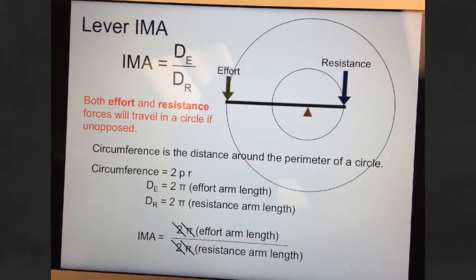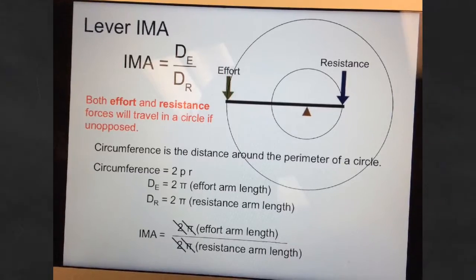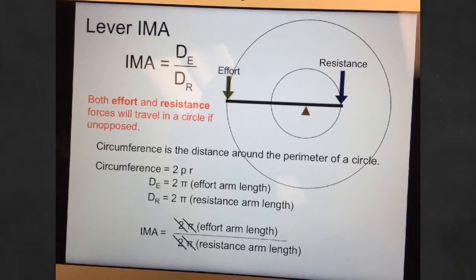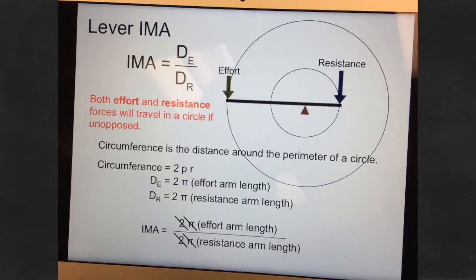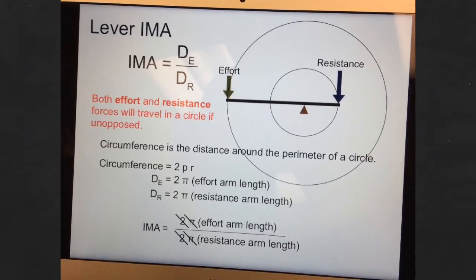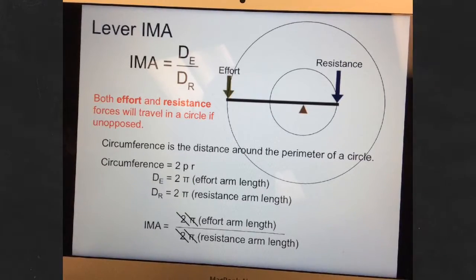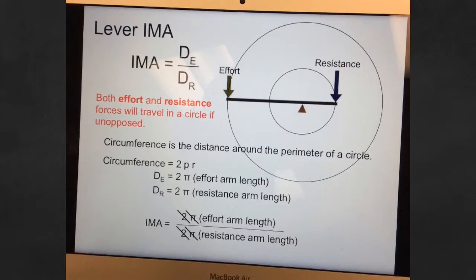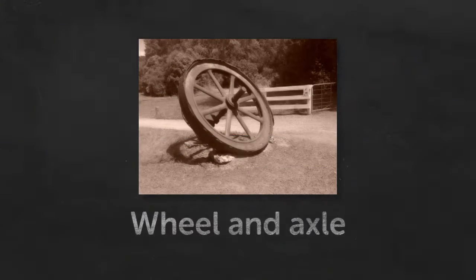To calculate the ideal mechanical advantage of any type of these levers, you need to know the distances. You need to know the distance of the effort from the fulcrum and the resistance or the load to the fulcrum. A wheel and axle is the next simple machine that we'll be looking at.